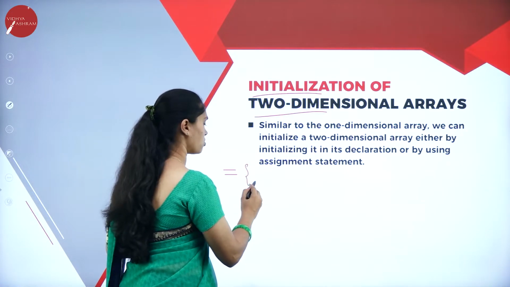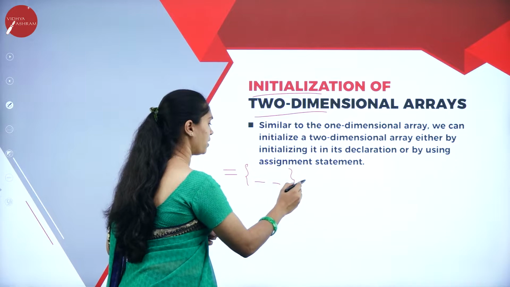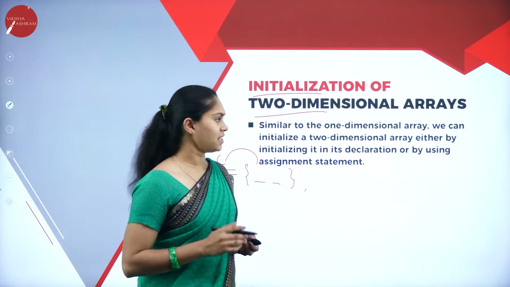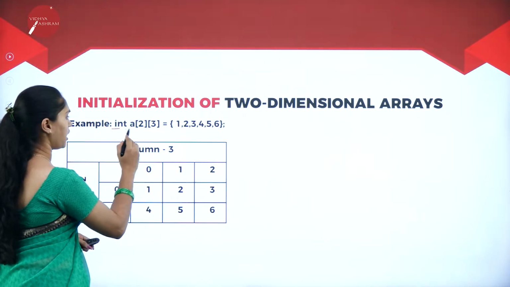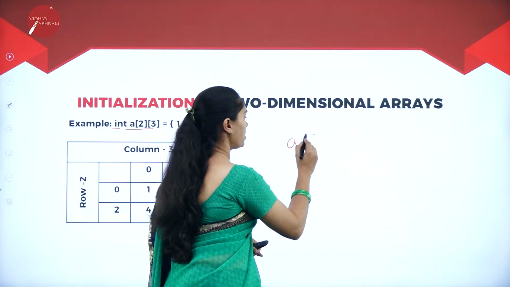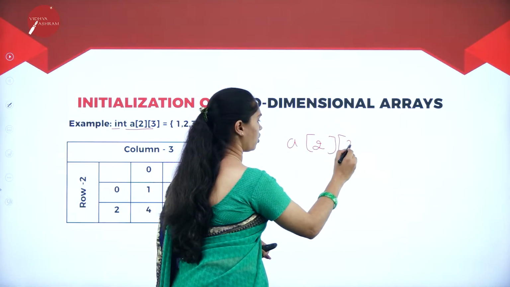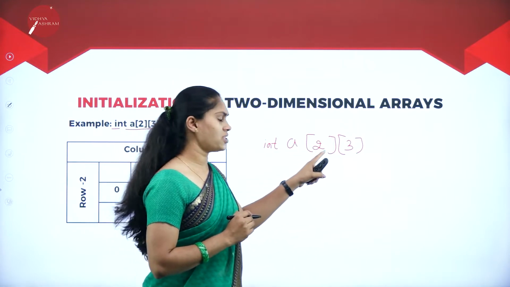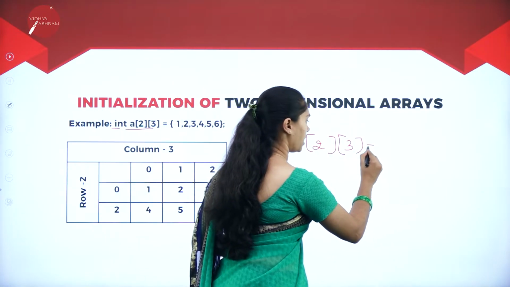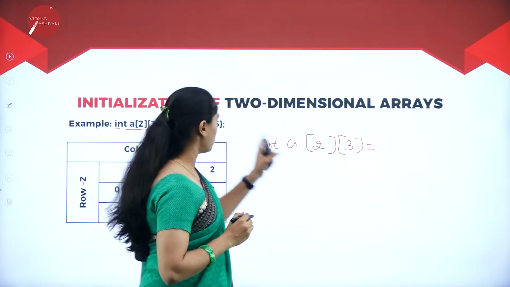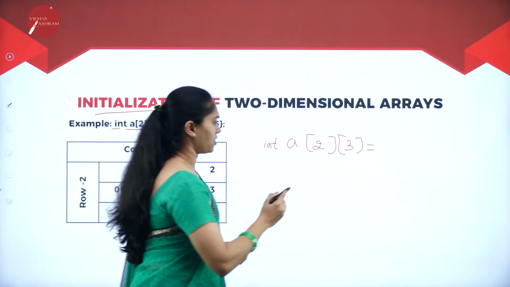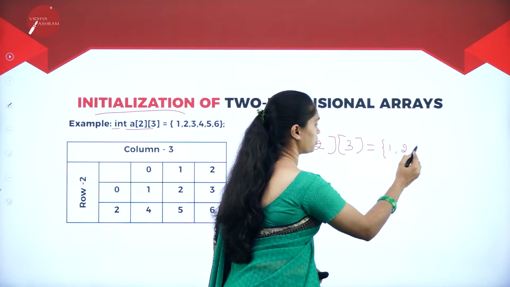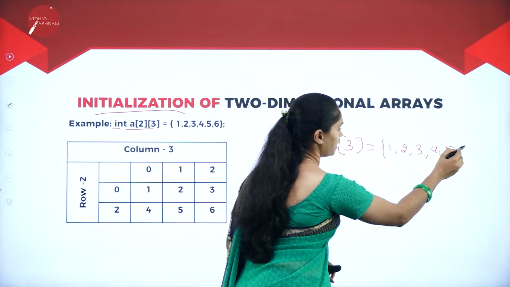Within the curly braces, we write the values that are going to be initialized to the specific size of the array. Let's see the example. Here, int a[2][3]. Int is the data type and a is the name of the array, 2 is the row size and 3 is the column size, and equal is the assignment operator used for initialization. Then within curly braces I give the values, so let me consider 1, 2, 3, 4 and 5, 6.